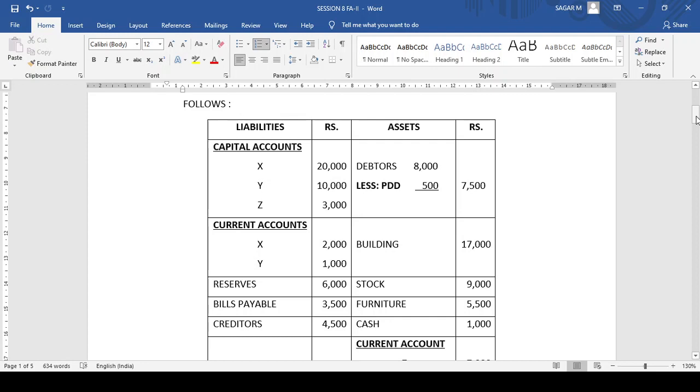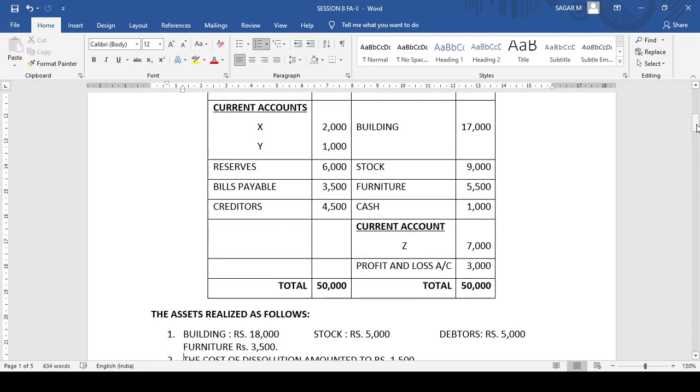On the asset side, we have debtors less provision for doubtful debts 500. So net debtors is 7,500. Building worth rupees 17,000. Stock 9,000. Furniture 5,500. The cash balance is 1,000 rupees. And we have a debit balance in the current account of Mr. Z. And there is accumulated loss, the profit and loss account.